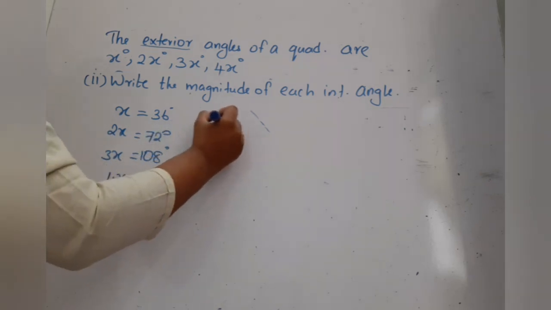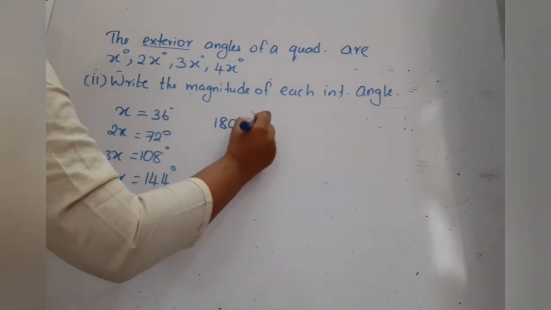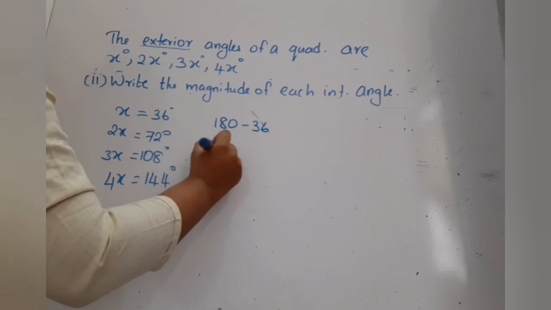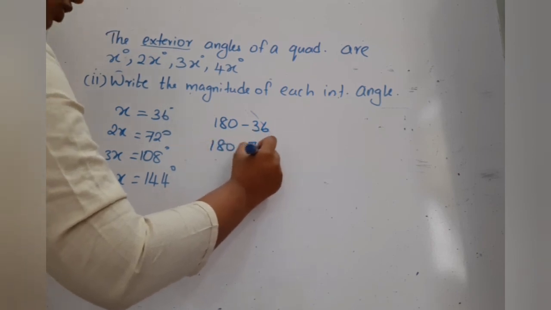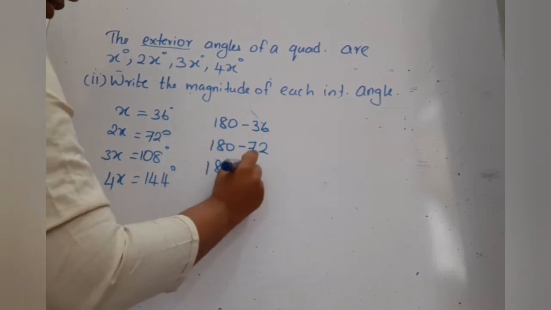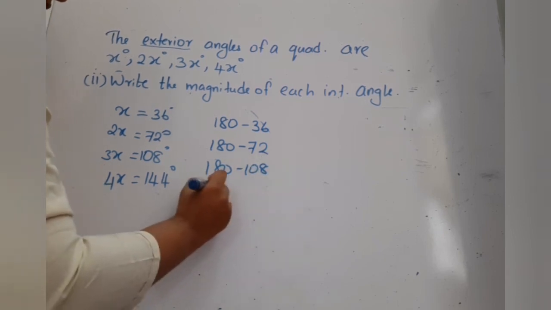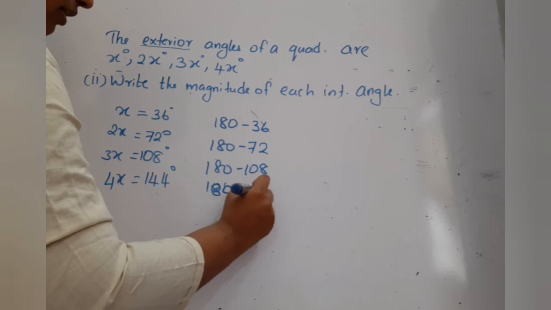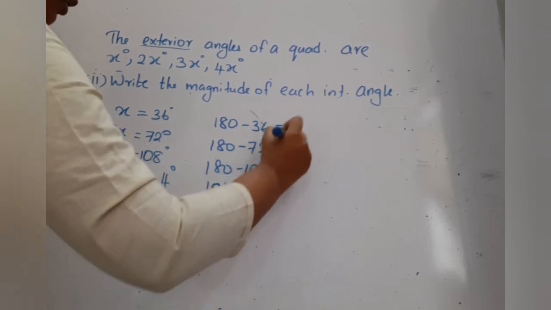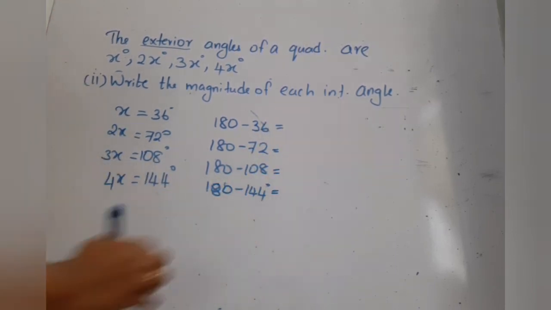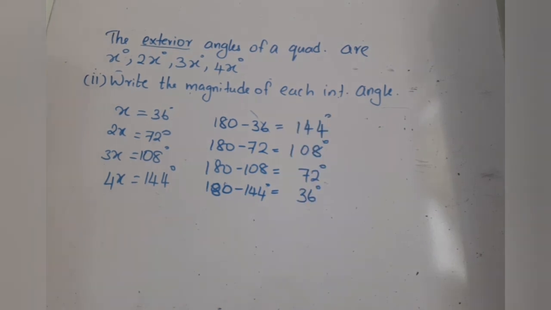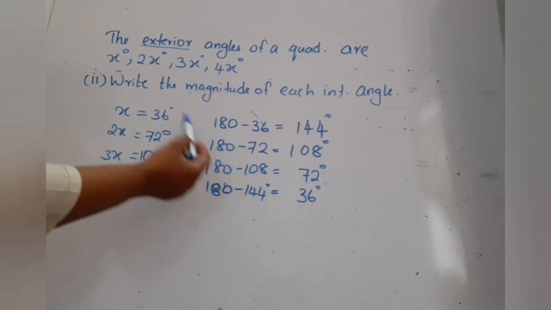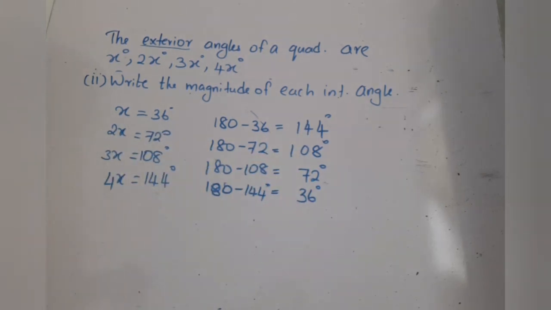So it's going to be 180 minus 36, here 180 degrees minus 72, here 180 minus 108, and the fourth one is 180 minus 144. So these are going to be the answers to it. As you can see here, they are coming the other way around. So this is how you find it.